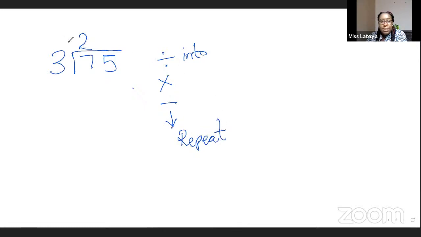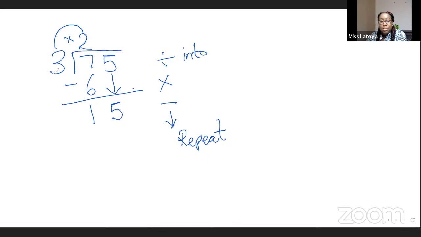Once I write my number here, the next step is to multiply. 3 2s are, you have to work this out. 3 2s are 6. 7 take away 6 is going to give me 1. What do I do next? I am going to bring down. What am I bringing down? I am bringing down the 5.